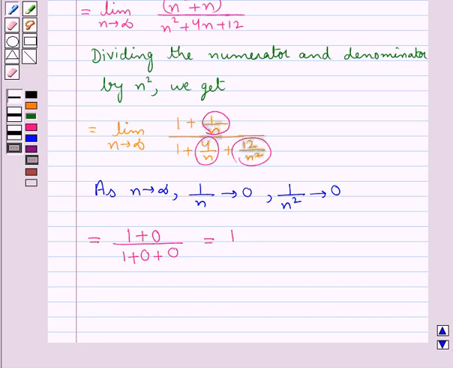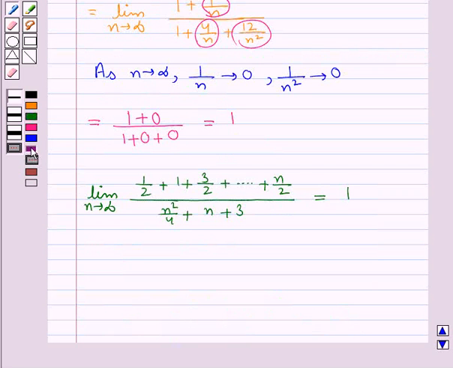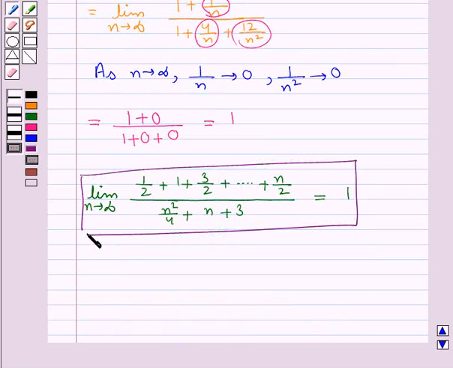Hence we have the required limit, which is limit n tends to infinity, (1/2 + 1 + 3/2 + and so on + n/2) upon (n²/4 + n + 3) is equal to 1. So this is our final answer. This completes the session. Hope you have understood the solution of this question.